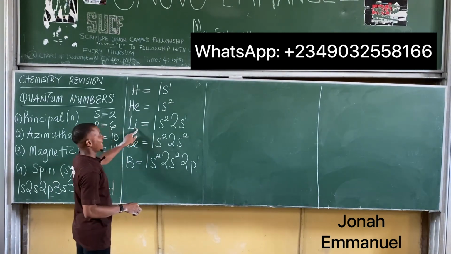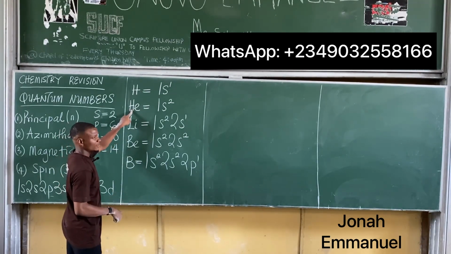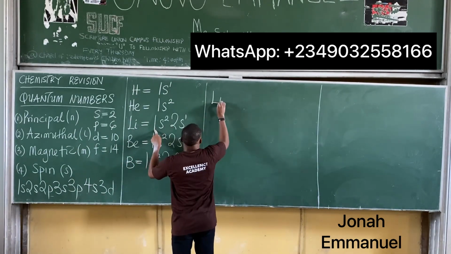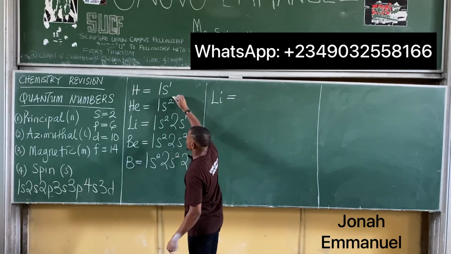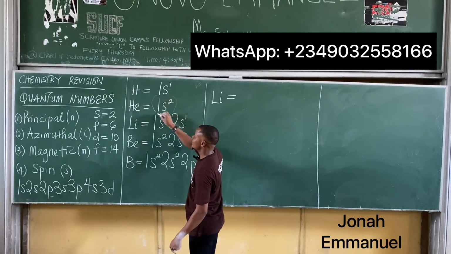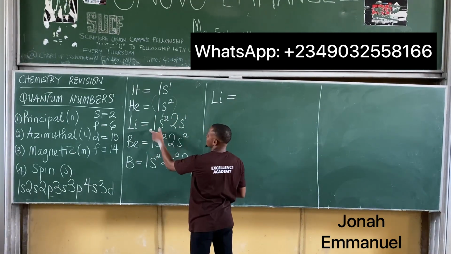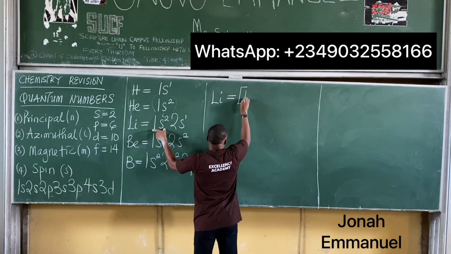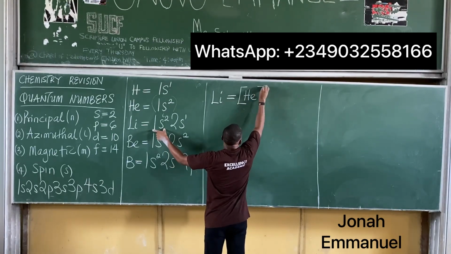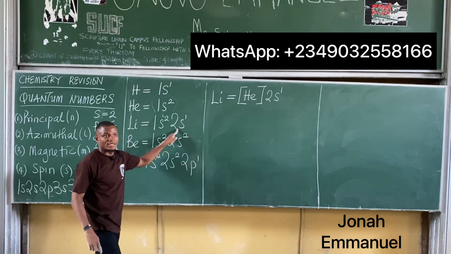Here's the concept. They said you should write the SPDF configuration of lithium in terms of helium. How do you do that? Look up, please. If I look at this here, 1s squared describes the helium configuration. So lithium becomes, you put helium in a square bracket, then 2s1. This is how you write it in terms of another element.